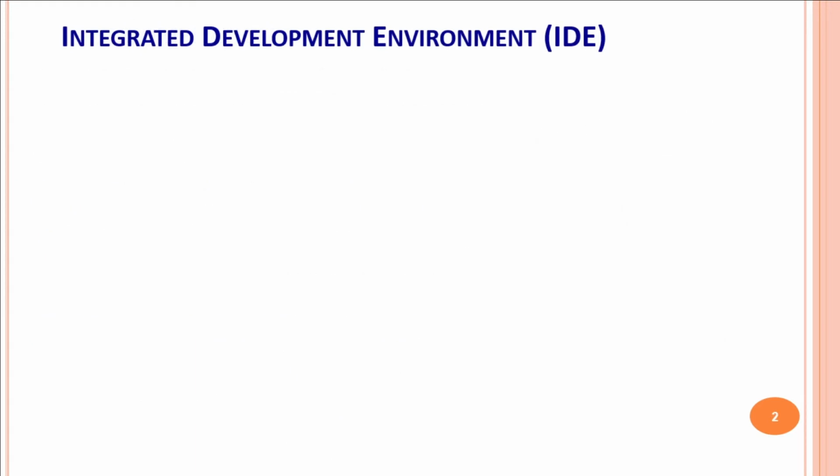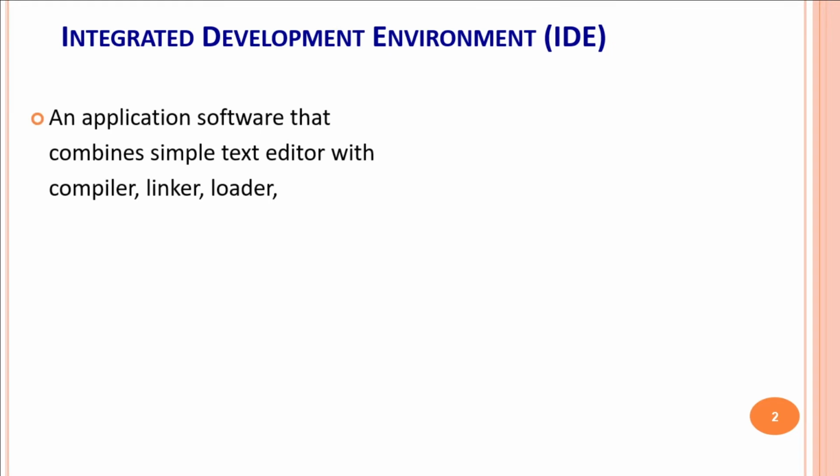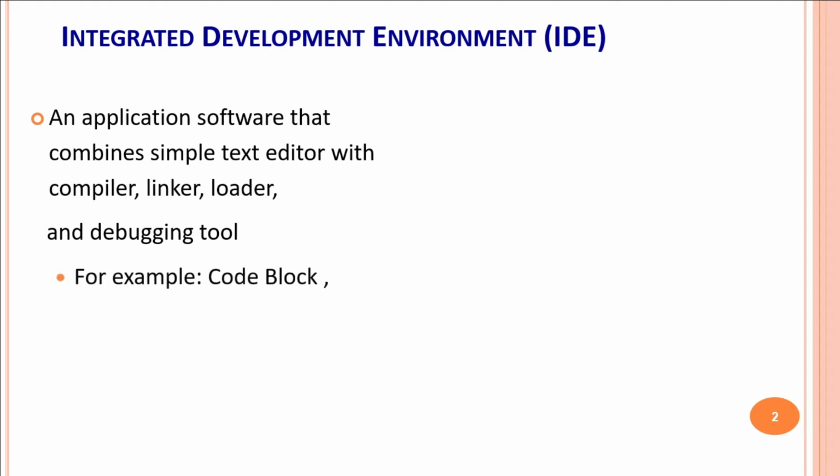For development of a complete C program and then making it executable and then deploying it for use, we need to have several software. Typically, we need a text editor, a compiler, a linker, a loader, and debugging tools. They are all combined together into what is known as an integrated development environment. It is an application software that combines a simple text editor with compiler, linker, loader and debugging tool. Debugging means an error correcting tool, identifying the errors and correcting them. So this can be done through an integrated development environment.